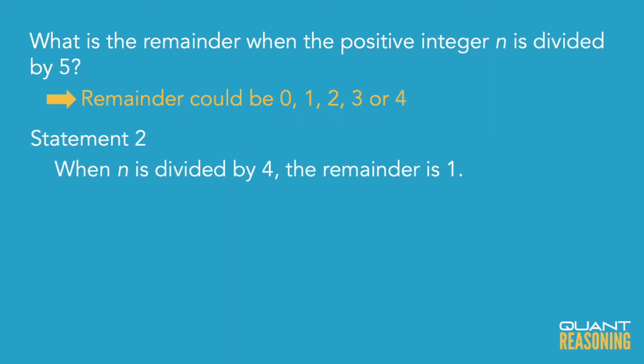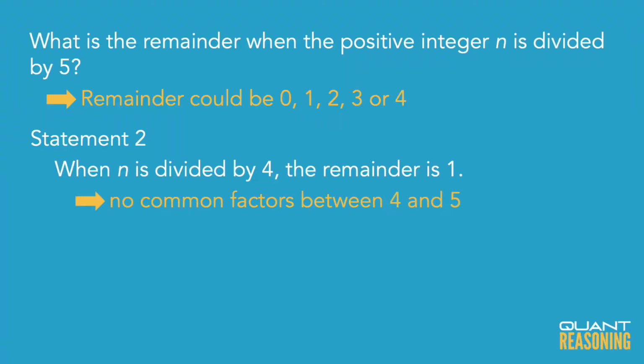Now, statement 2 may seem tempting because statement 2 tells us exactly which category n belongs to in the context of divisibility by 4. And we wanted to know which category it belongs to in the context of divisibility by 5. The problem is that 4 and 5, those two divisors have nothing in common. There are no common factors between 4 and 5. So I can't make any inferences about categories going from divisibility by 4 to divisibility by 5.